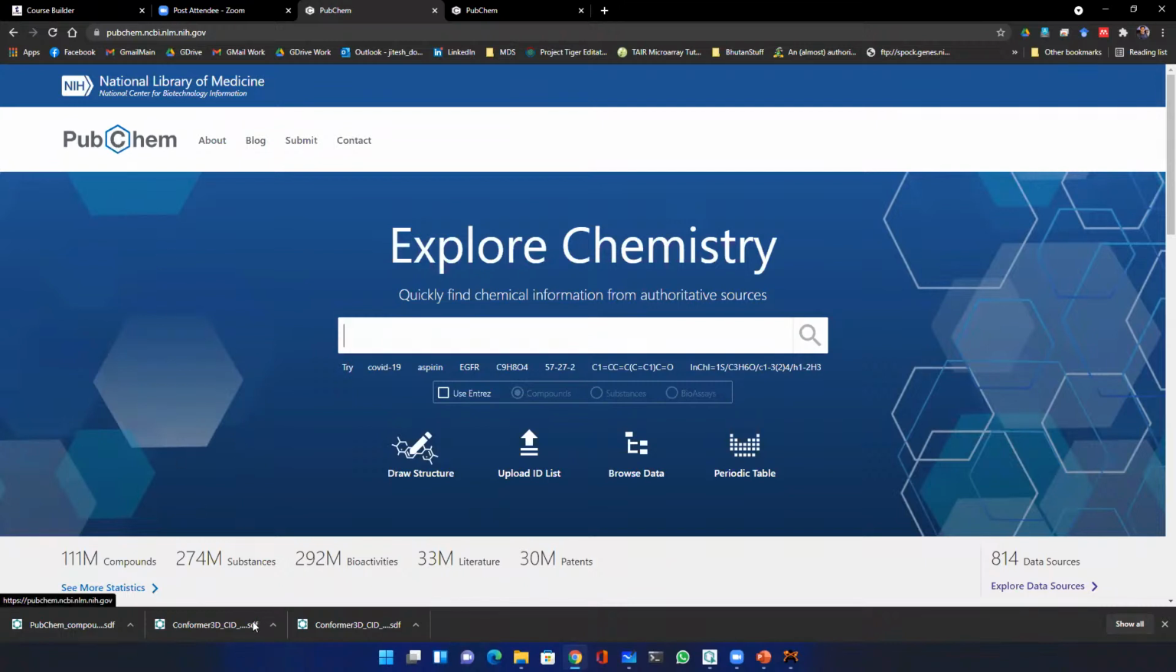So this is the simple representation of the molecular structure. We will be using this SDF format for most of the common applications, and then we will convert it to other formats like PDB or PDBQT as per the requirement that we have for a software.